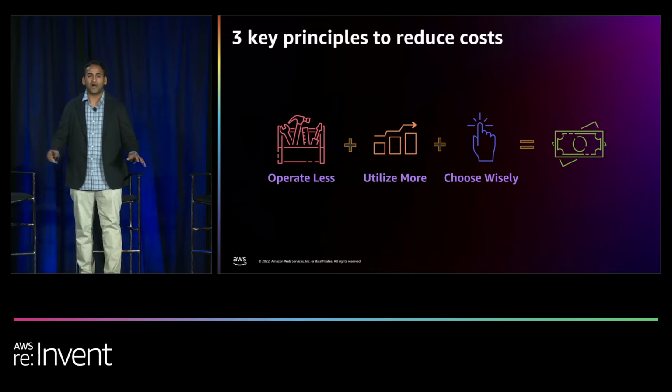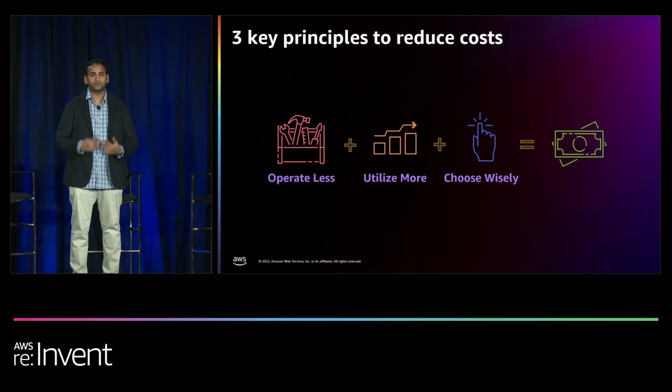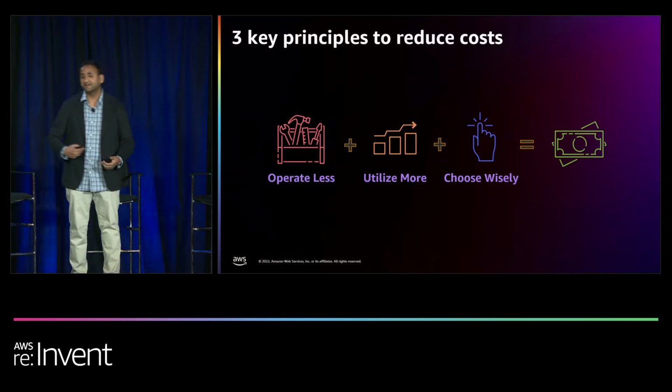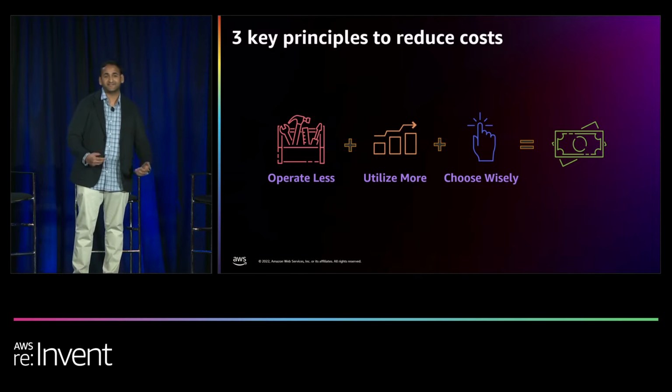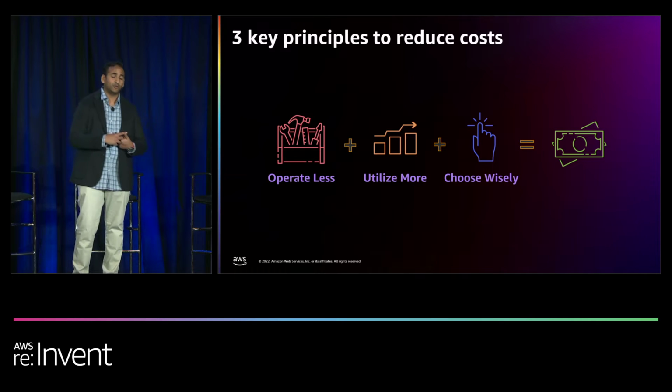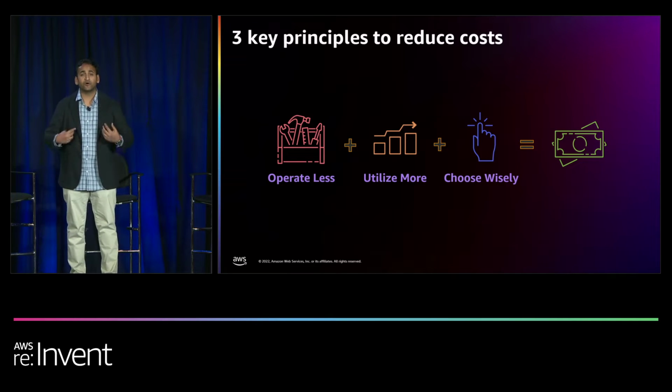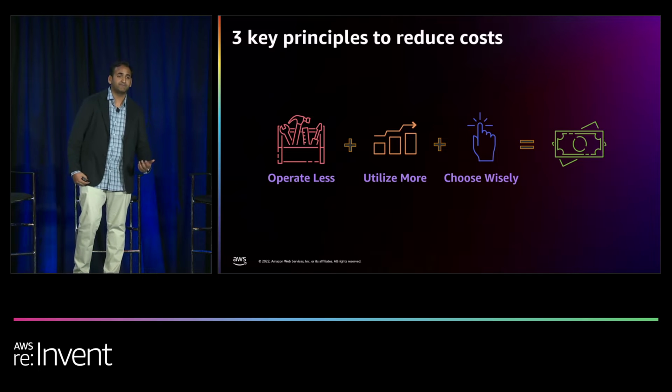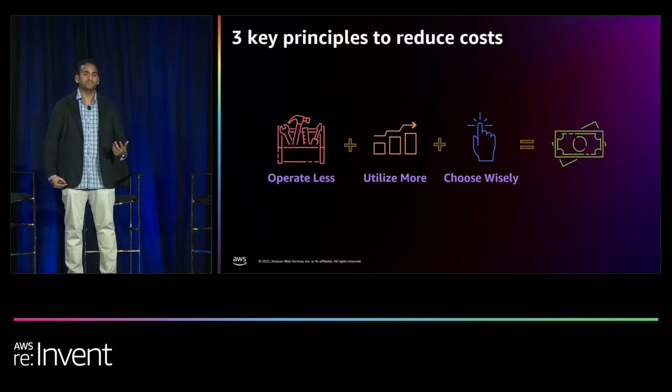So with the intro out of the way, I'd like to spend a couple of minutes talking about how I'll be going through the rest of the session. I'll be talking through three key principles here. First, operating less. Why? Because when you operate less, you have more time to do other things that matter more. If you spend less time patching hosts, managing software that does orchestration, if you spend less time managing AMIs, you get more time to focus on innovating, to focus on improving all the other things that move the needle for your business. Secondly, utilizing more efficiently.